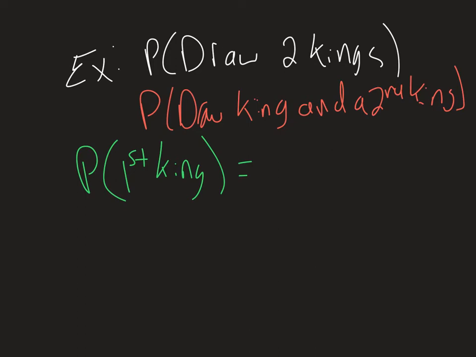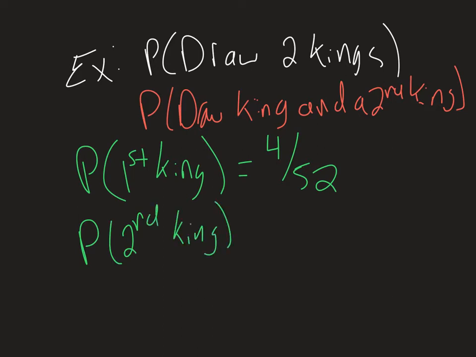Well, there's 4 possible kings out of 52 total. So that one's pretty straightforward. We can keep that as is. Okay? And now let's look at the probability of the second king. So let's say I drew this first king. Well, now I only have 51 cards to choose from in total. And there's 1 fewer king. There's only 3 left. Say I pull out the king of spades. Well, that only leaves the king of diamonds, king of hearts, and king of clubs. So this turns into 3 out of 51.